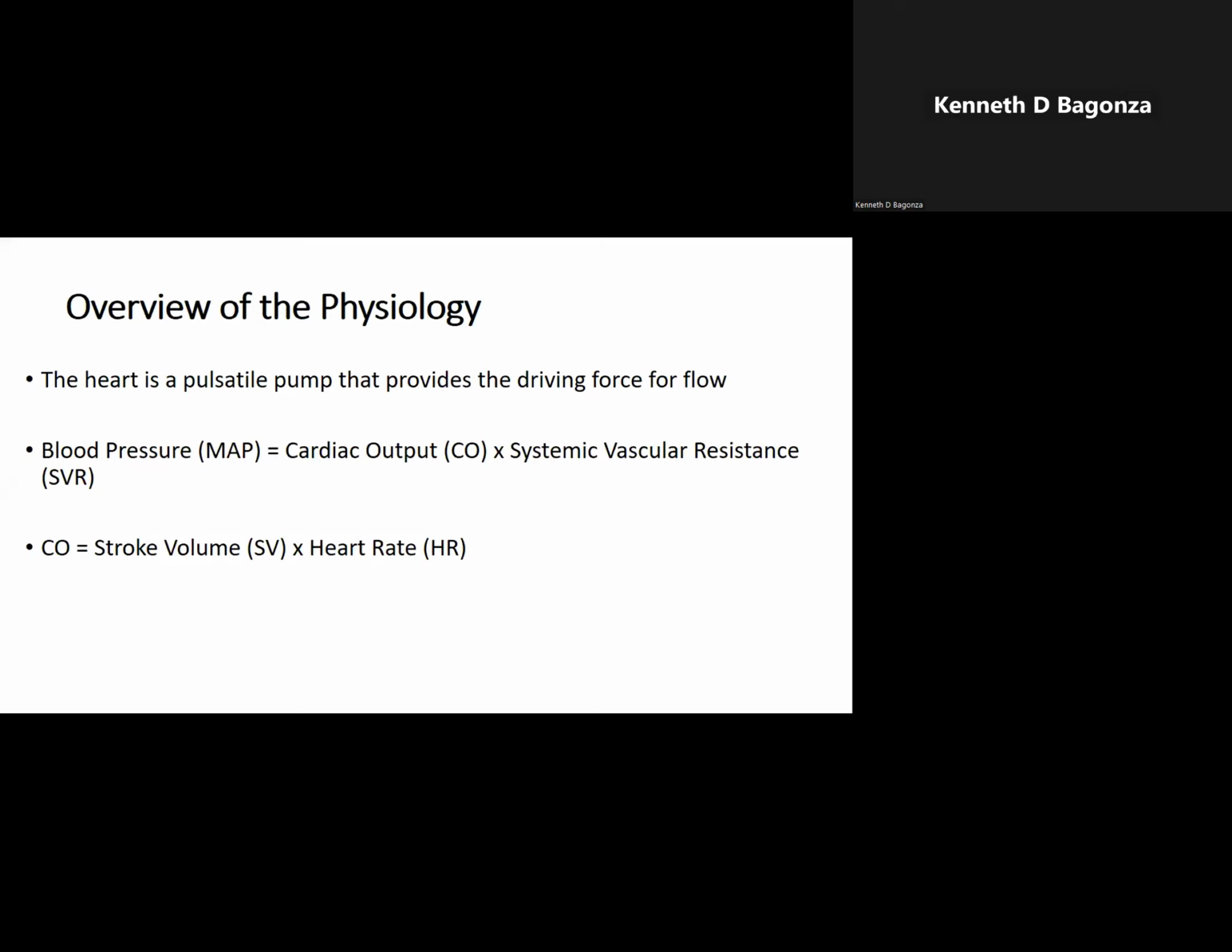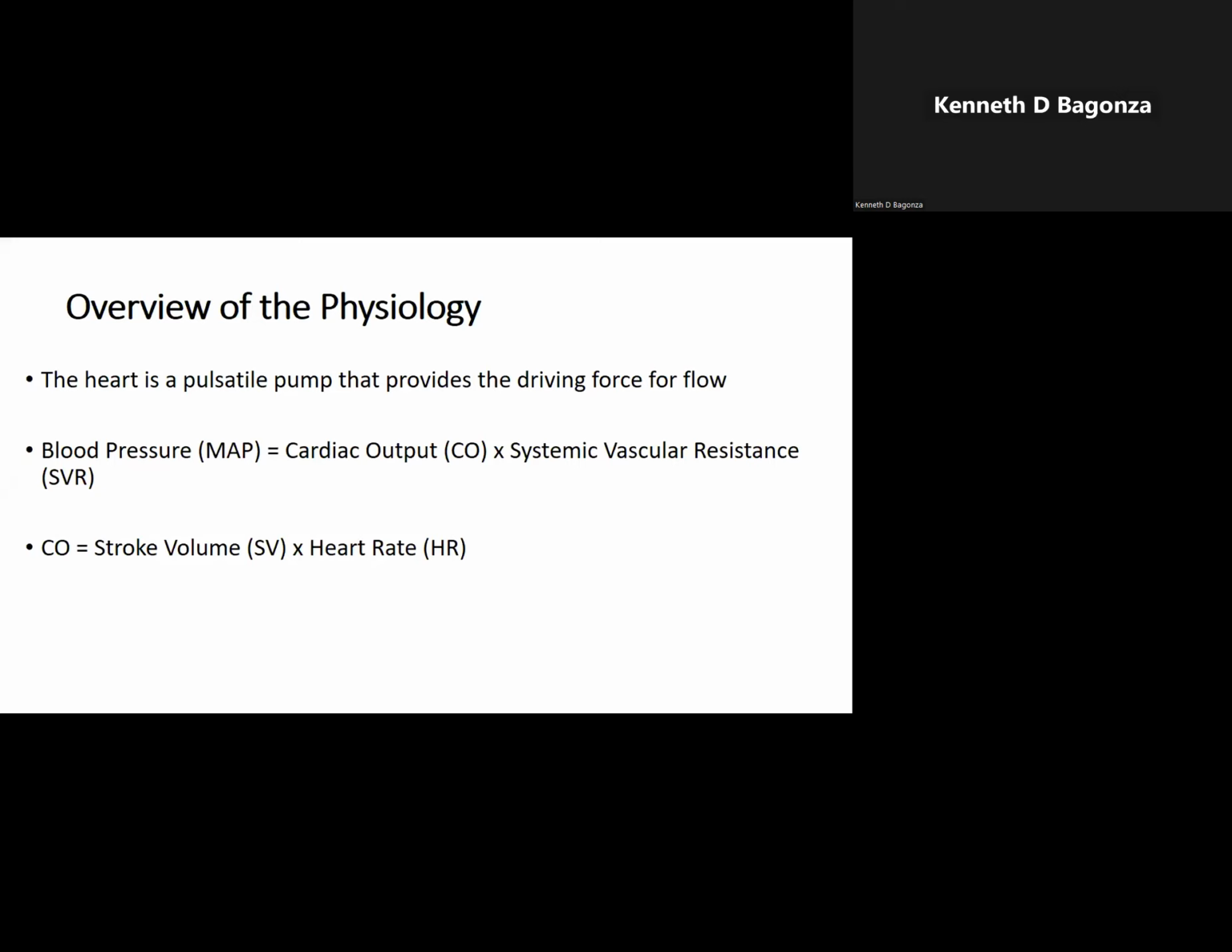So it's important to remember that from a physiological standpoint, when you're normal, your blood pressure, which is necessary to maintain perfusion of your vital organs, is a product of the cardiac output and the systemic vascular resistance. That means that if something happens and there's a reduction in your cardiac output, your blood pressure will also reduce. The same goes for if there's a reduction in systemic vascular resistance, you'll also have a reduction in the blood pressure and therefore perfusion.